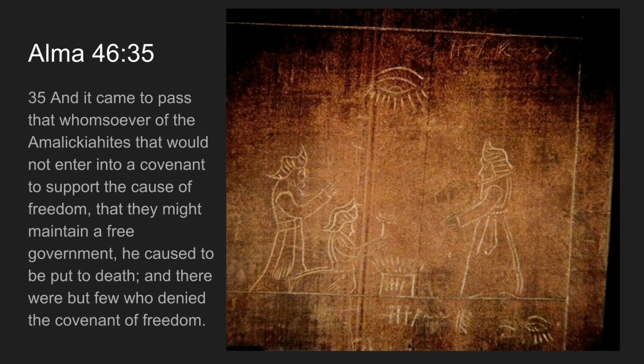What I actually think it means, I think it is a reference to what it says in Alma 46:35. And it came to pass that whomsoever of the Amalekites that would not enter into a covenant to support the cause of freedom, that they might maintain a free government, he caused to be put to death. And there were but few who denied the covenant of freedom. And I think this person is taking the covenant to freedom.